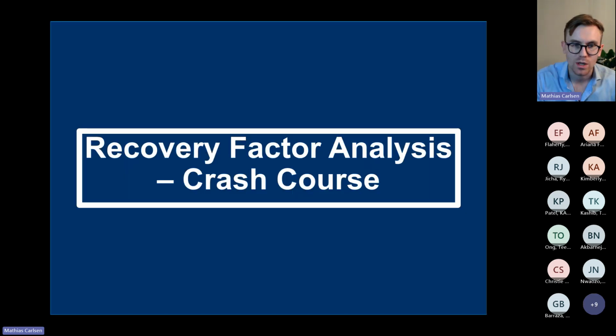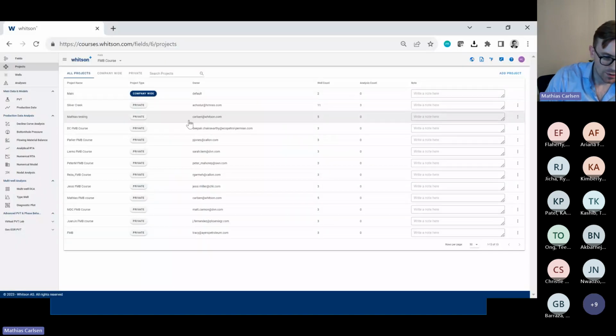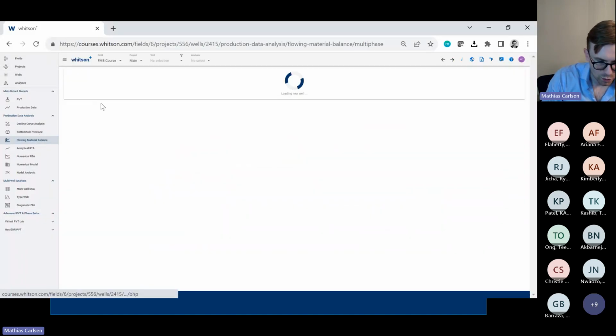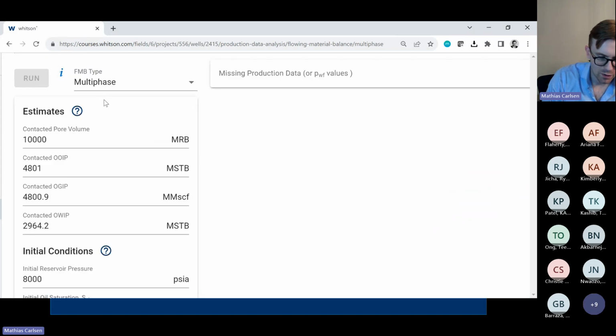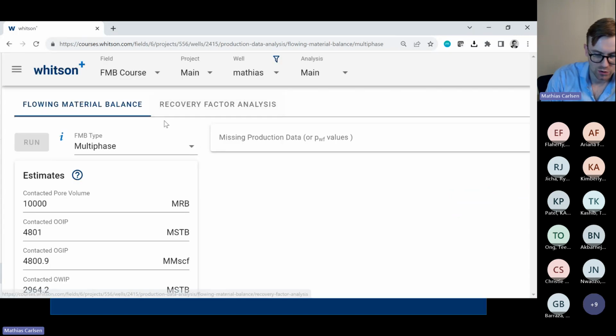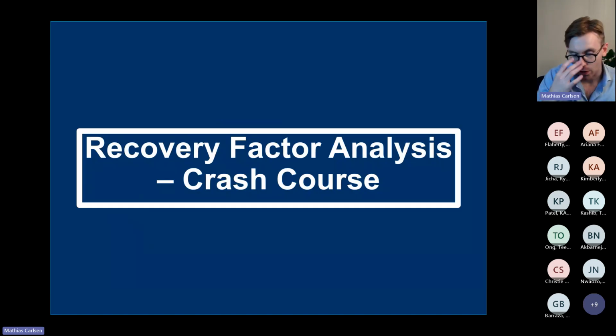You know the basics at this point. Some of the basics will repeat, but we'll spend more time, most likely, on making sure that we know the practicalities of interpreting the plot. The second thing that maybe I haven't advertised that much is this recovery factor analysis feature in the software. Some people really love it after they see it. If you do any type of recovery factor work in the software, you'll see that when you have the multiphase FMB, there's this recovery factor analysis feature. If you haven't used it before, that's what we're going to talk about today.